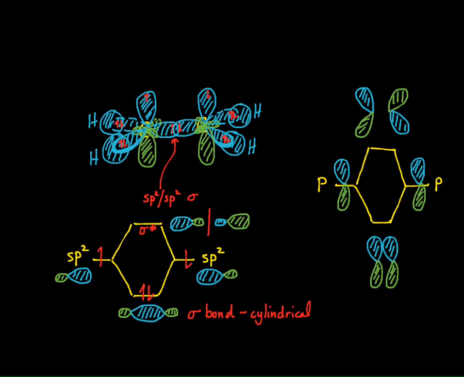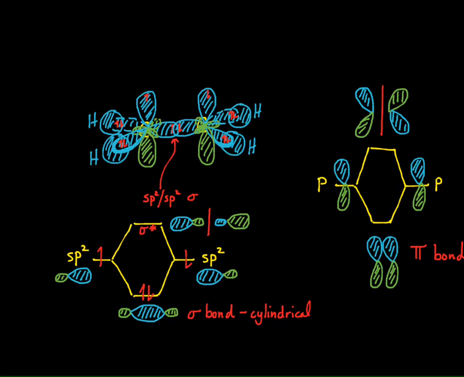Now I can also have them out of phase, and that creates my antibonding orbital. And notice how I draw the lobes. The lobes almost look like they're repelling one another, right? Which they actually are. Because they are out of phase with one another, they are going to repel one another, and I get this nodal plane.